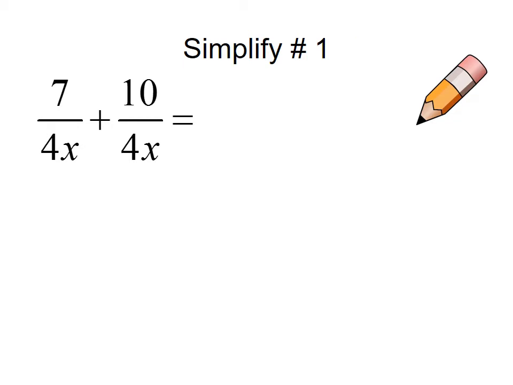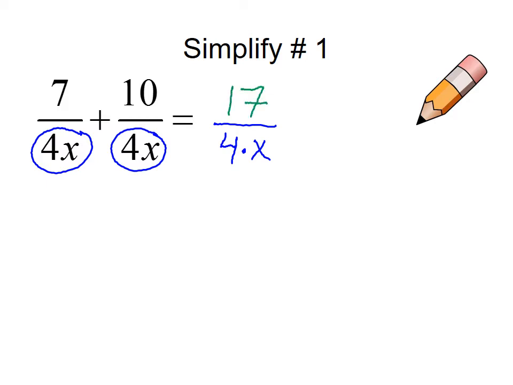Here's example number 1. We have 7 over 4x plus 10 over 4x. Our denominators are the same, so I'm going to write 4 times x. Now our numerators are what we're going to add together. So I have 7 plus 10, which is 17. I can't simplify 17 over 4x, so this is my final answer, you guys. Done.